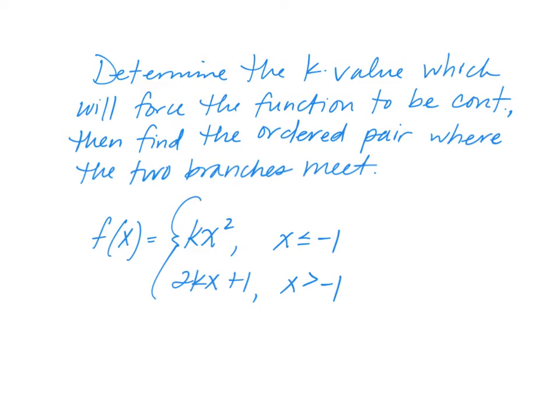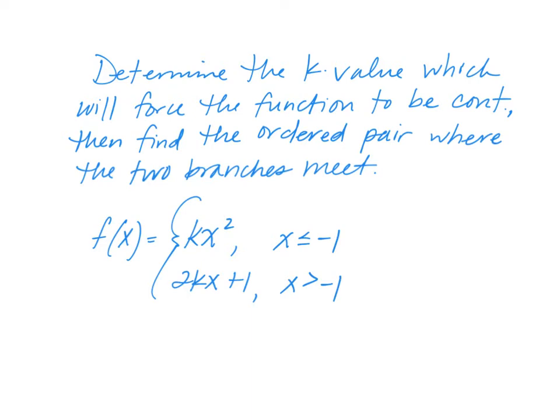Here's an example where we will determine the k value, which will force continuity of this piecewise function. Once we find the k value, we will also find the ordered pair where the two branches of the piecewise function meet. Now notice we have a piecewise function, one piece defined by kx squared, and that is when x is less than or equal to -1. The other piece being defined by 2kx plus 1 when x is greater than -1.